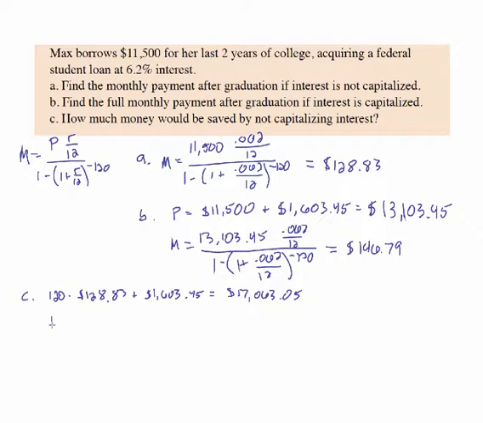If interest is capitalized, there's still going to be 120 payments. Those payments are going to be $146.79. And since there were no other payments made in school, that's going to be the total amount paid out. And 120 times 146.79 is $17,614.80.